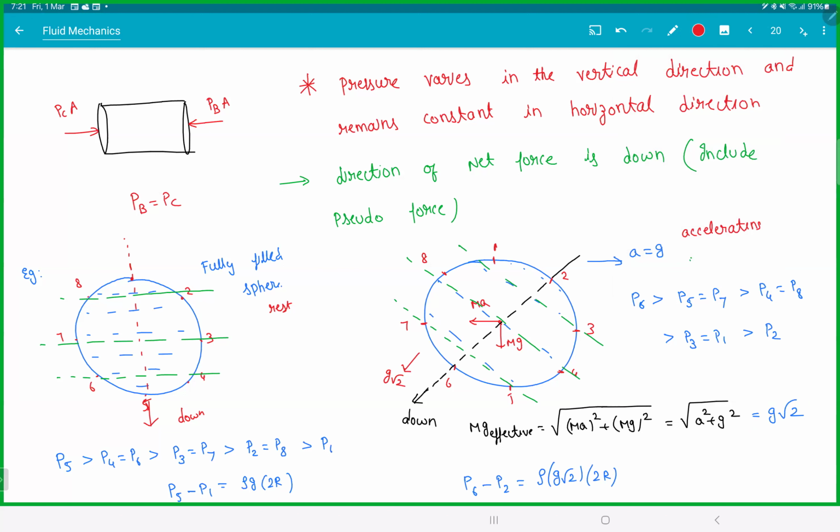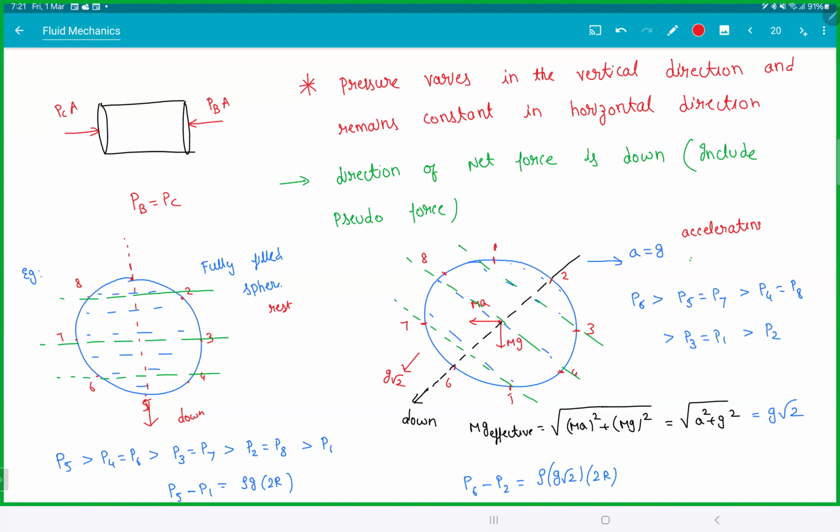Are you getting how the question changes? This is what I mean by net force. Include the pseudo force, find the net force. Now that is your direction of down. So in that frame, the value of gravity also changes. It won't be g anymore. It will be root 2 g. Here a is equal to g.